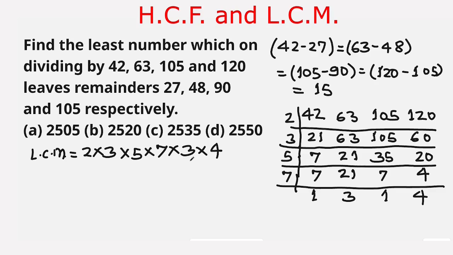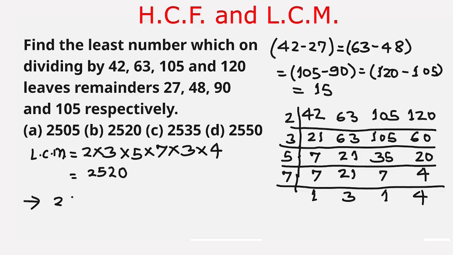4 times 3 is 12. 12 times 7 is 84. 84 times 3 is 252. This is equal to 252, and 252 multiplied by 10 is 2520. This is the LCM. This number is completely divisible by 42, 63, 105 and 120. But the given condition is that these should leave the remainders 27, 48, 90 and 105. For that we have already calculated what number we have to subtract from it, and that number is 15.